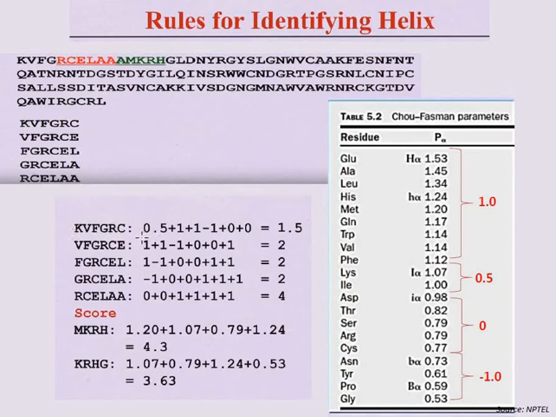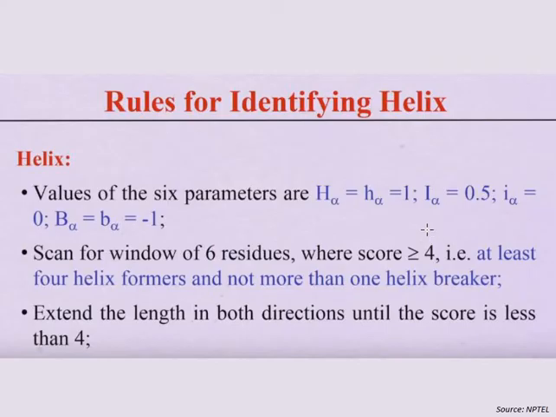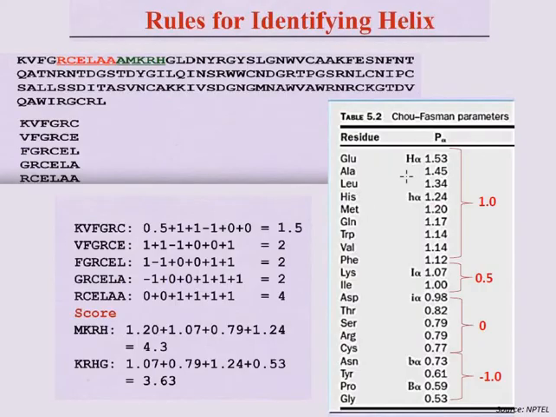If you calculate the scores, these scores are based upon the table which we discussed here. For example, strong alpha helix formers will be given a value of 1, weak formers will be given a value of 0.5, and the breakers will be given a value of -1. So you have this type of values here. If you calculate the score for the first stretch, you have 1.5, which is not enough because we need a score of at least 4 or greater than 4.